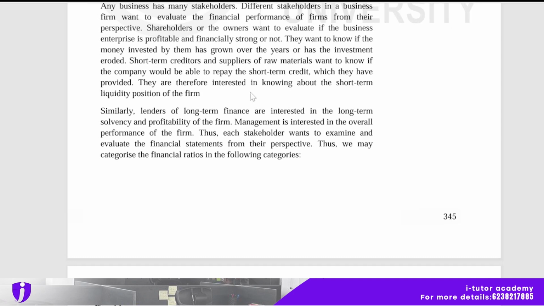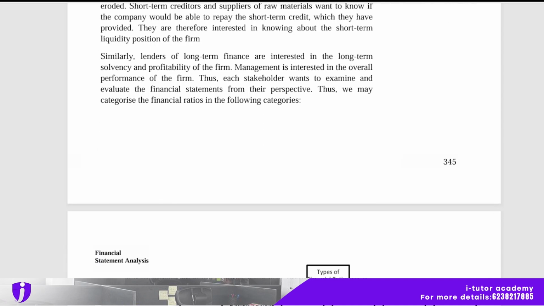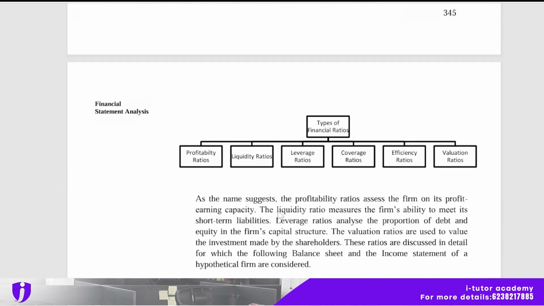They are therefore interested in knowing about the short-term liquidity position of the firm. Similarly, lenders of long-term finance are interested in the long-term solvency and profitability of the firm. Management is interested in the overall performance of the firm. Thus, each stakeholder wants to examine and evaluate the financial statements from their perspective. Thus, we may categorize the financial ratios in the following categories.